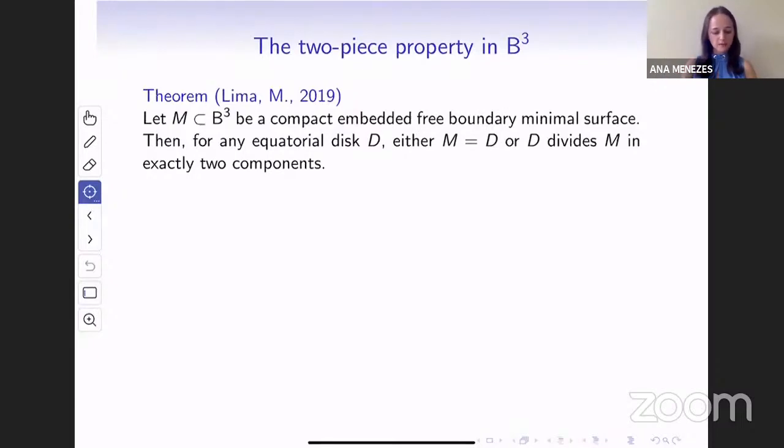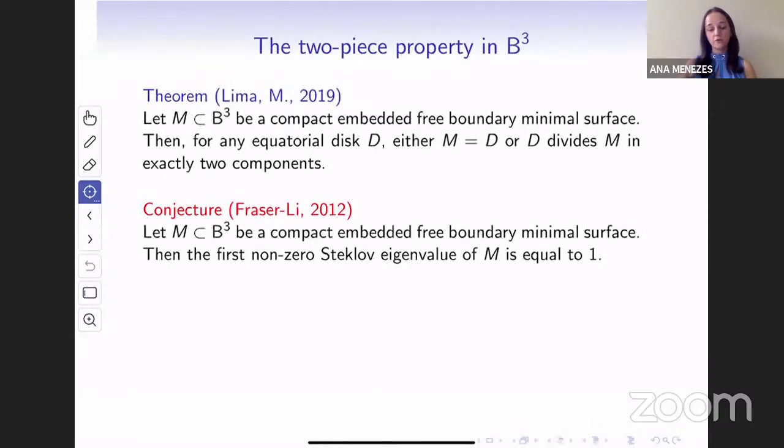Here in the free boundary context, we also have the analog of Yau's conjecture. That's the conjecture by Fraser and Li. And it says that the first non-zero Steklov eigenvalue for any compact embedded free boundary minimal surface in the ball is 1. Okay. So as for the Ros result, our two-piece also gives evidence to this conjecture by Fraser and Li. And the argument is basically the same.